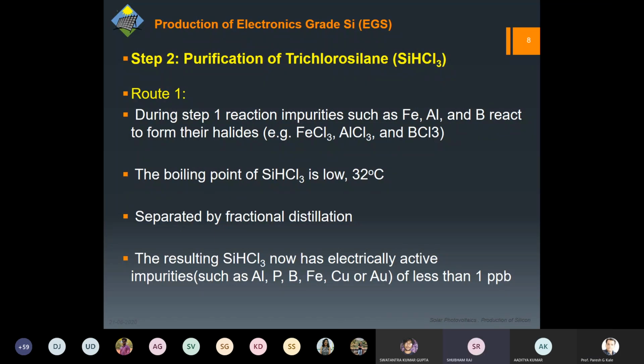To decrease its concentration. But we want phosphorus and boron, na? Not in high concentration. No. Certainly we will be having much greater concentration compared to 1 ppb when we dope it.